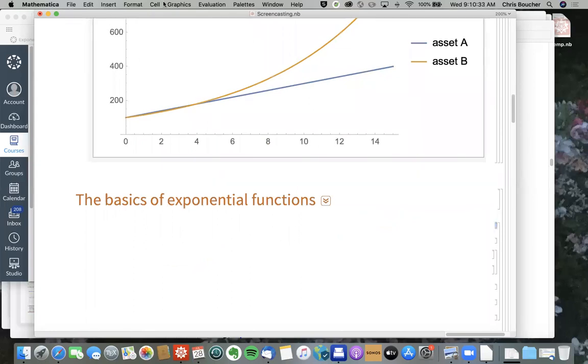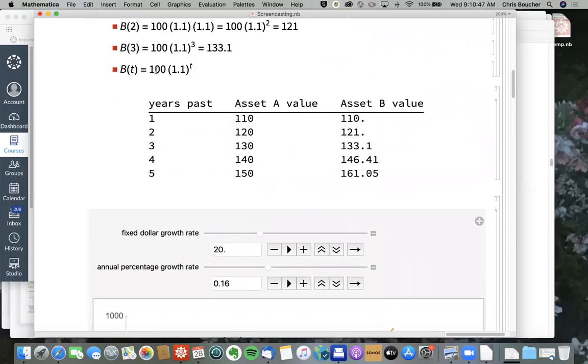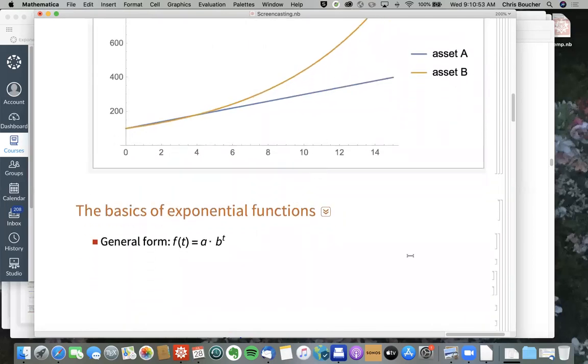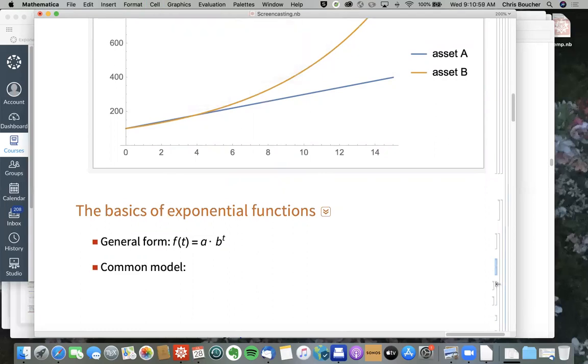So the general form of an exponential function is this. We will have another form coming soon, but this is the basic form, a times b to the t. So in our example up here, here's a, 100, and here's b, 1.1, right? The letter b is for base. It's the base of the exponential, and a is just a constant outside of the exponential.